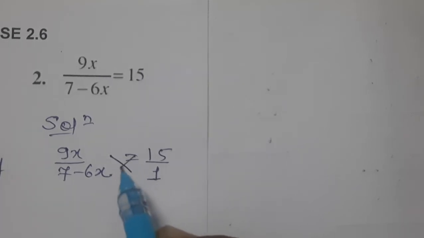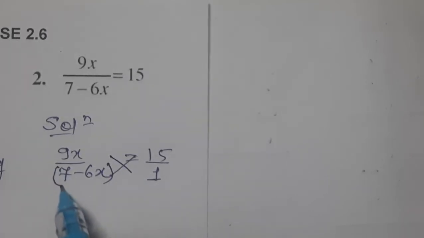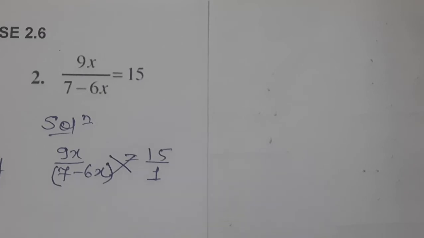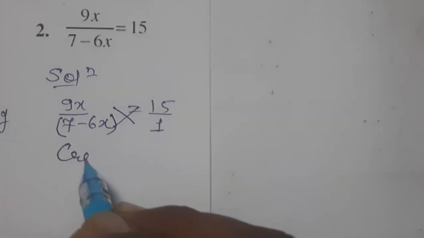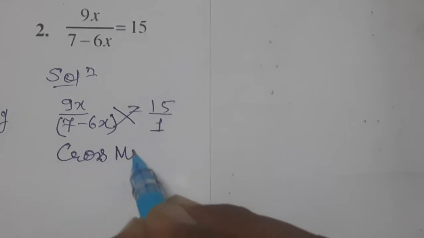Now cross multiplying. Put brackets here because there are two terms. Always remember this, children. Don't forget to put brackets, otherwise you will multiply 15 with only the 7, and then the whole question will be wrong. So now after cross multiplying, let's multiply.